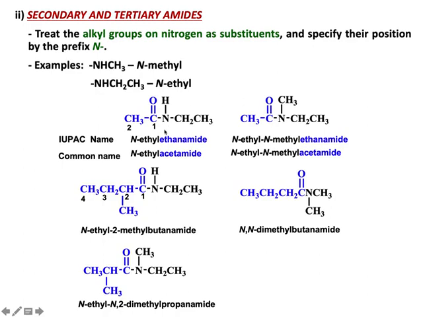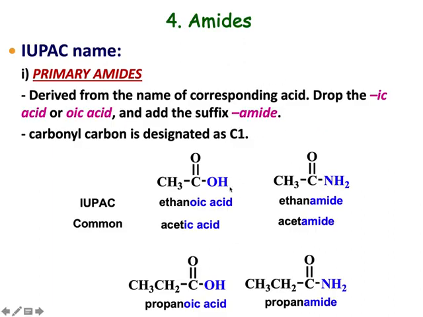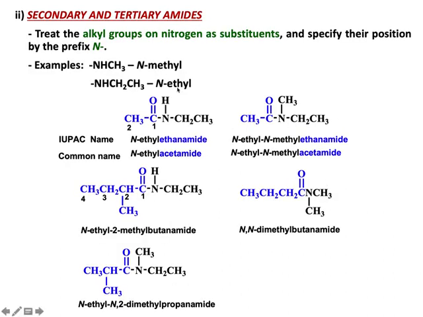For amide, if you look here, C double bond O and NH2, amide has 2 protons on nitrogen, but for secondary there is 1 proton on the nitrogen. For tertiary there are 2 R groups on nitrogen. So please correct this one.